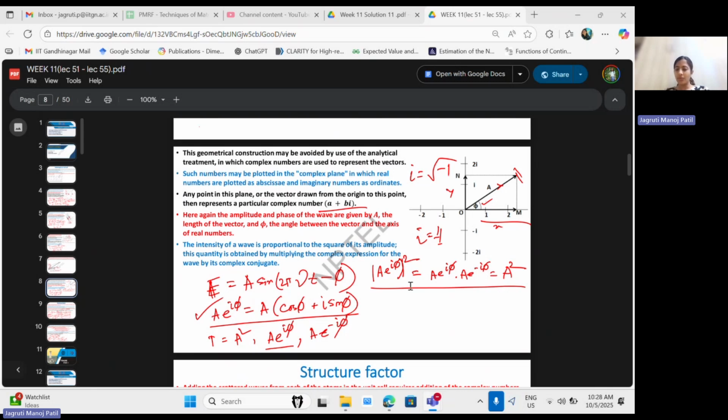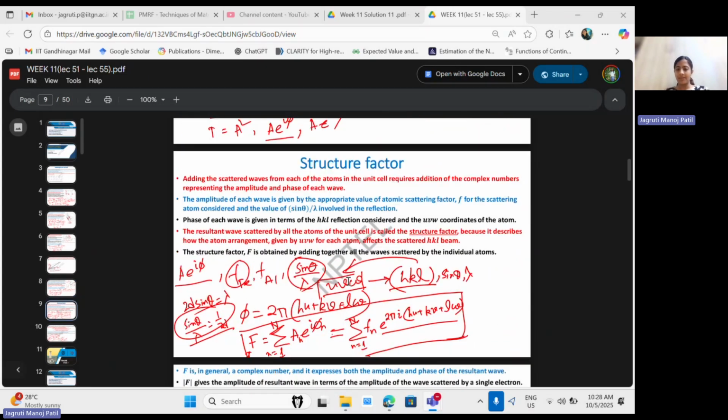Now you take the magnitude of it. How do you take the magnitude? It's the square root of the real component squared plus the imaginary component squared. So you essentially get only A squared, because cos squared plus sin squared is 1, and the square root of that is also 1. So the amplitude that you get is A.